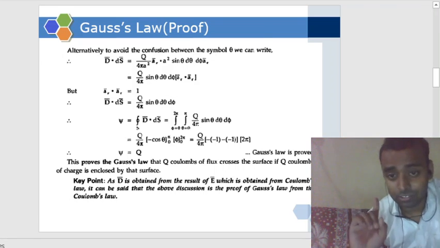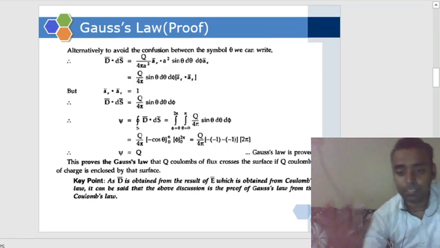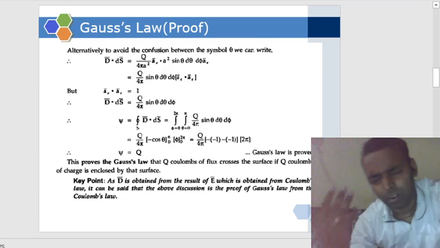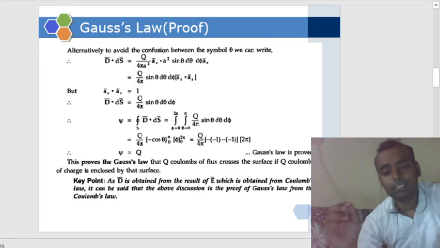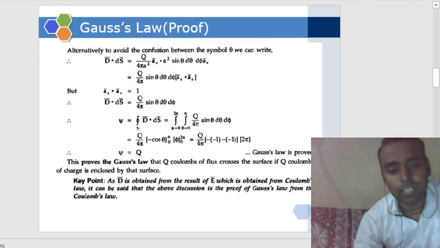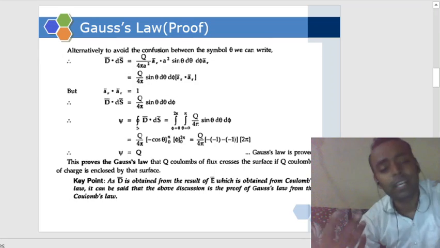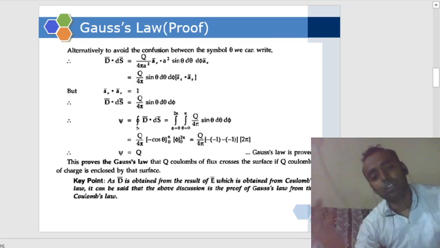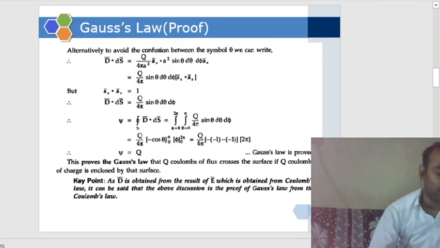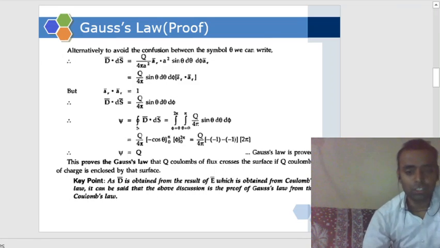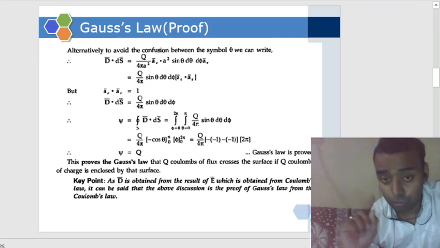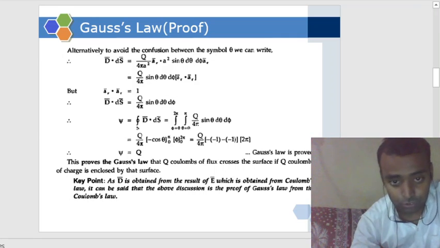Most of the things which we are discussing are important, but this one is asked in general, and they can ask it in an interview also. You will encounter Gauss law many times in your career. Gauss law you must know, and the proof of this.